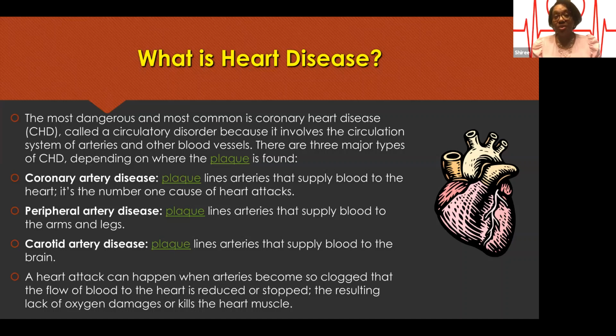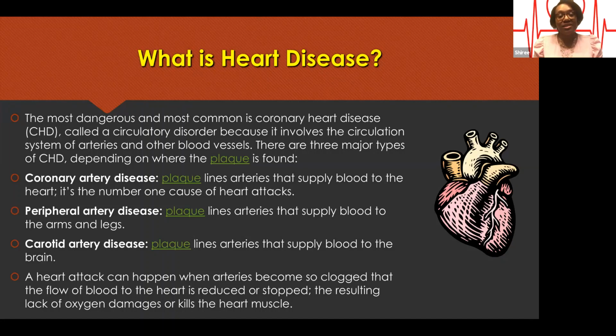Also associated with heart disease are our peripheral arteries, which are the arteries in our arms and legs. Again, they can become clogged, called peripheral artery disease, which in some cases, depending on how severe it is, individuals may lose circulation in their limbs, and they may have to have it amputated, but that's in the most severe case.